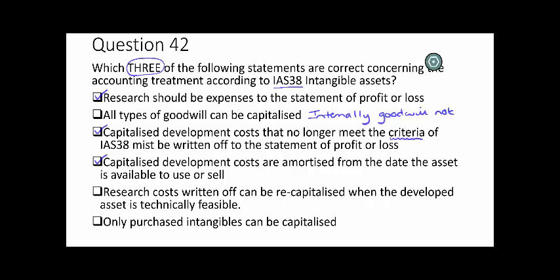So we appear to have our 3 answers, but let's just check the final 2. Research costs written off can be recapitalised where the developed asset becomes technically feasible. Technical feasibility is one of the criteria for us to actually capitalise our costs, but anything that we've already written off, we would not be allowed to subsequently capitalise. Research costs, the very first stages of these projects, are always recognised as expenses.